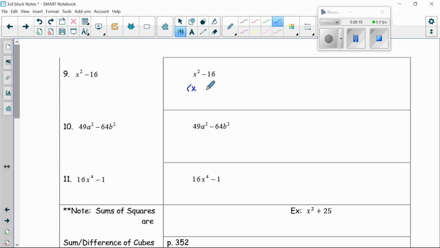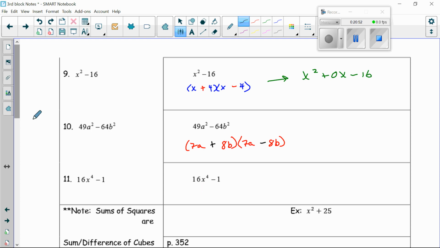So square root of x squared is x, so that has to be our first term. Square root of 16 is 4, 1 plus, 1 minus, and you're done. Now, if you get confused on this, you can always rewrite this as x squared plus 0x minus 16 and use a trinomial method of factoring. But the pattern's always the same. Square root of 49 is 7. Square root of a squared is a. Square root of 64 is 8. B squared is b. So 7a and 8b for both of them. 1 plus, 1 minus, and you're done.